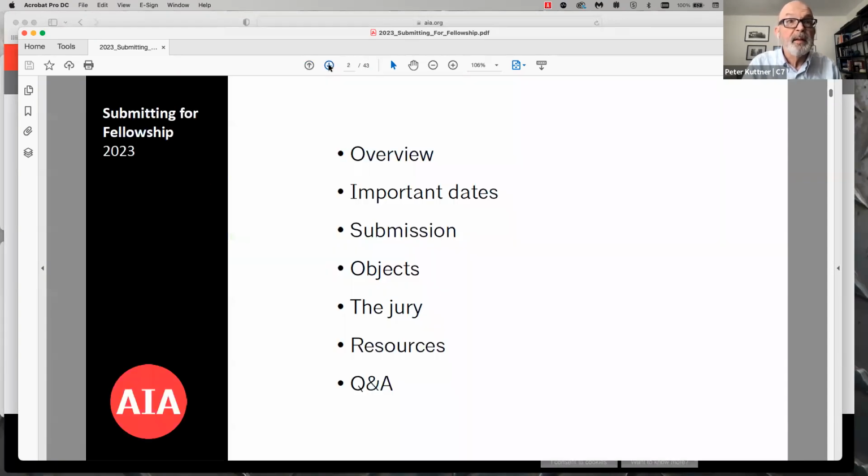And find the advanced button. So what we're going to go over, which we did last time, and hopefully I'll get through it painlessly and fairly quickly, is the overview of what the program is, and then the important dates, the submission requirements, the objects, which is for many people a tough one to decide what's the appropriate object to be in, a little bit of background on the jury, and then the resources that I was just pointing to on the website. And then we can answer questions.